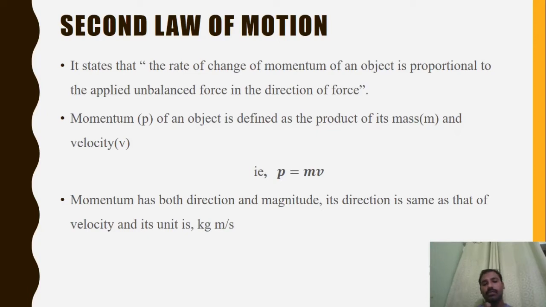What is momentum? We have discussed that momentum is a product of mass and velocity. Momentum has both direction and magnitude, that is, it is a vector quantity, and its direction is the same as that of velocity. The unit of momentum is kilogram meter per second, or kilogram meter second raised to -1. That is, the second law of motion states that the rate of change of momentum of an object is proportional to the applied unbalanced force in the direction of force.